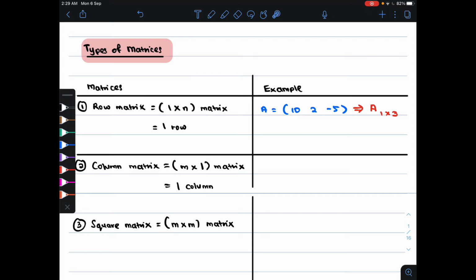The second one is called column matrix. So, column matrix maksudnya dia cuma ada satu kolom sahaja. Okay. So, instead of m by n, sekarang ni n kolom ni dia jadi satu. So, that's why we have m by 1 matrix. For example, if you have this matrix A equal to 21, negative 1, 3. So, we know that matrix A is a 3 by 1 matrix.